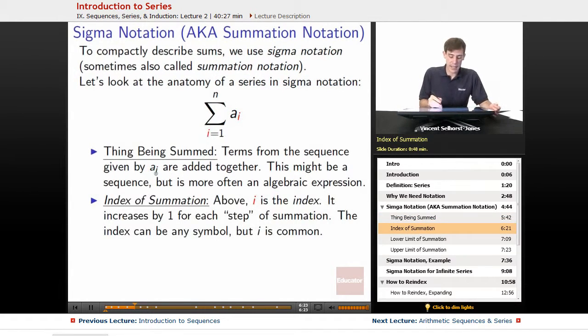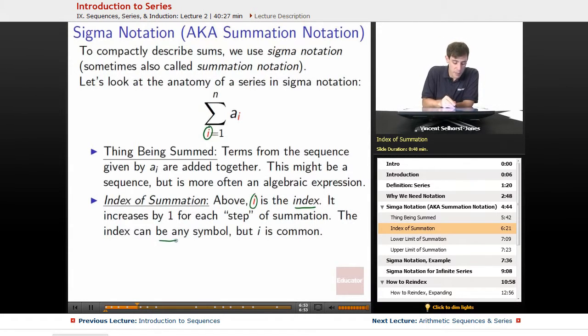Next, the index of summation. So i is the index. It increases by 1 for each step of summation, right? We do the first thing, then we add the second thing in the next step, then we add the next thing in the next step, and so on and so forth. So every time we step forward, the index will click up by 1. So we start at some value and then we go the value 1 above that, then the value 1 above that, and so on. So every step it will increase by 1.